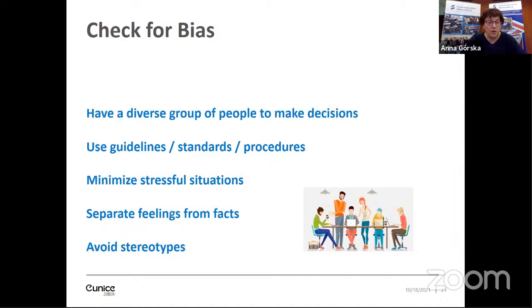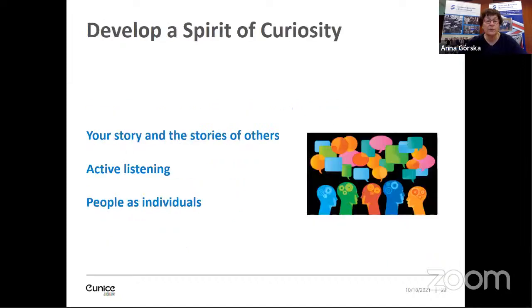I think that it is also obvious for anyone that we should try to separate feelings from facts, because our feelings, both positive and negative, may influence our opinions. And always we try to avoid simply stereotypes, to treat people as individuals, not as part of a group. And in the whole process, what is important is to be open, to develop this spirit of curiosity.